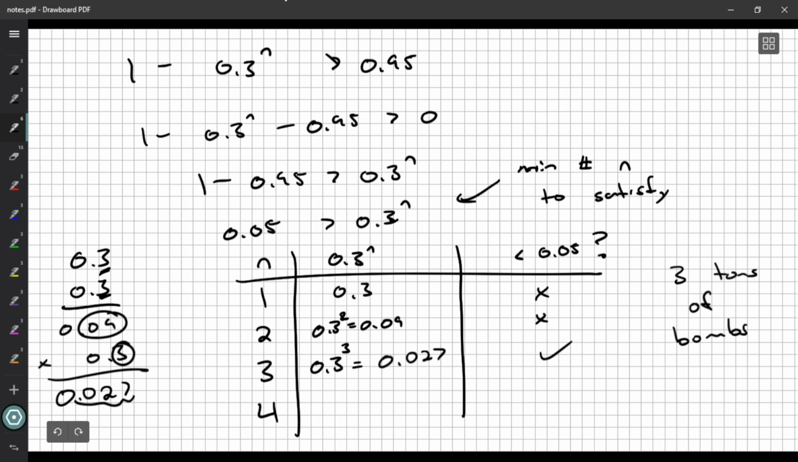If you did 0.3 to the 4, you would get 0.081, which would also be less, but we're looking for the minimum number of tons of bombs, and that way we don't cause excessive civilian damage or just waste our bombs. So our answer is going to be 3.